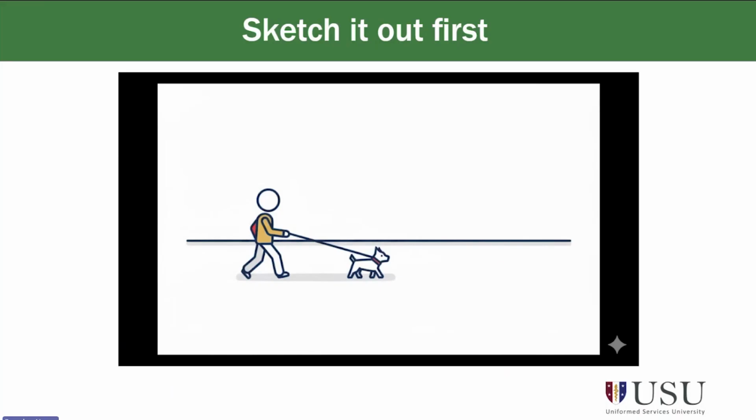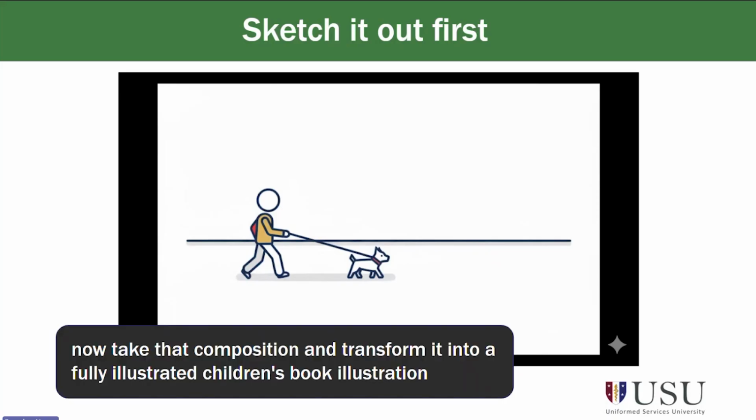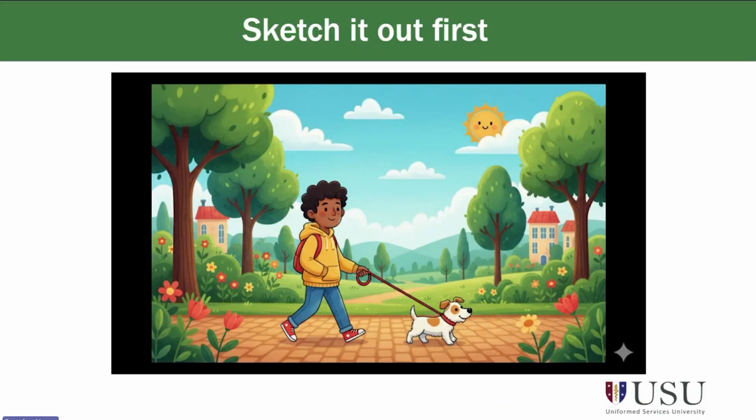So I added this prompt. So now take that composition, transform it into a fully illustrated children's book illustration. And this is what I got. Now here's the magic. I didn't hit undo or create a new prompt. I just simply told the AI, take this and change this and turn it into this. And what it does, it has created an entirely different mood, entirely different image, which is pretty slick for what you need.